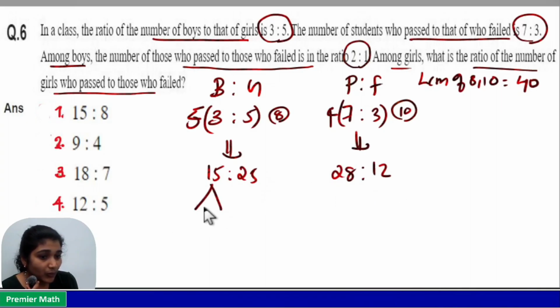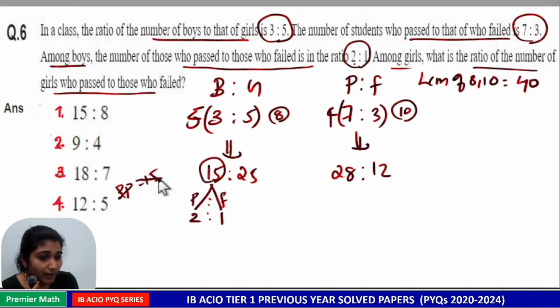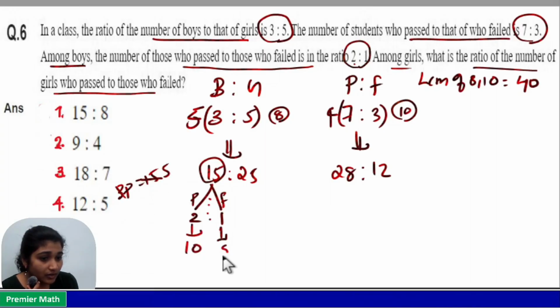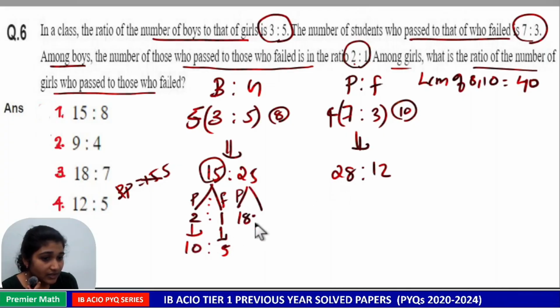Now, among boys, the pass to fail ratio is equal to 2 is to 1. 2 plus 1, 3 parts, is the total 15 boys. So 1 part is equal to 5, which means 2 parts here is equal to 10, and this is 5. So 10 is to 5. And total passed students are 28, out of which 10 are boys, which means the remaining passed are girls. That is 28 minus 10, so 18 are girls.